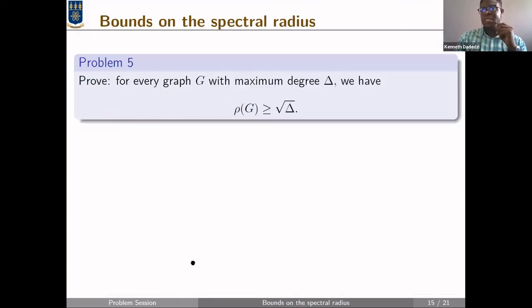Now let's talk about some bounds on the spectral radius. Earlier on, Stefan proved that the spectral radius is bounded above by the maximum degree. This is a lower bound, and the proof of this one is not difficult.